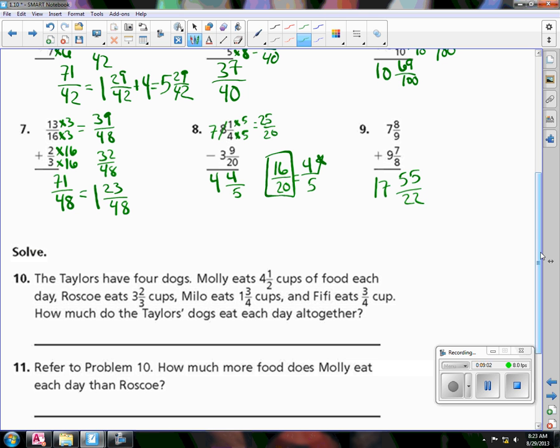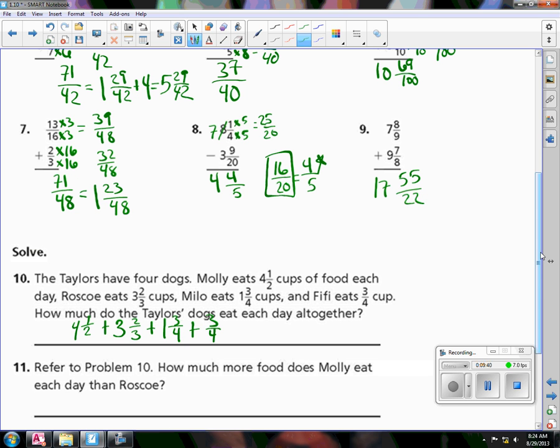Okay, let's try this story problem out. The Taylors have 4 dogs. Molly eats 4.5 cups of food each day. Roscoe eats 3 2/3 cups. Milo eats 1 3/4 cups, and Fifi eats 3/4 of a cup. How much do the Taylors' dogs eat all together? So we're adding all of these numbers up. Okay, you're going to do 4.5 plus 3 2/3 plus 1 3/4 plus 3/4.